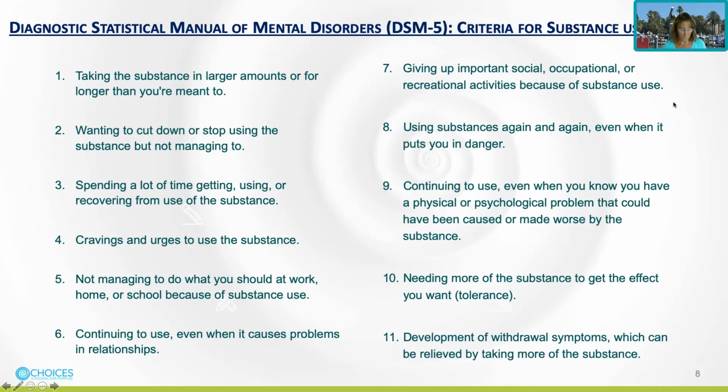Now, the criteria to be diagnosed by a licensed professional is 2 or 3 of these symptoms is mild substance use disorder, 4 or 5 of these symptoms is moderate, and 6 or more symptoms is severe. Now, this is important because without this diagnosis, an individual is unable to get into a treatment program.